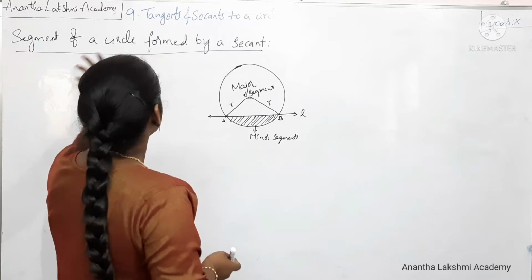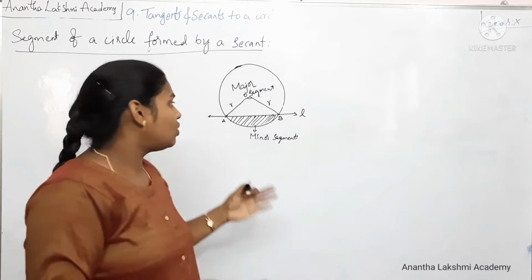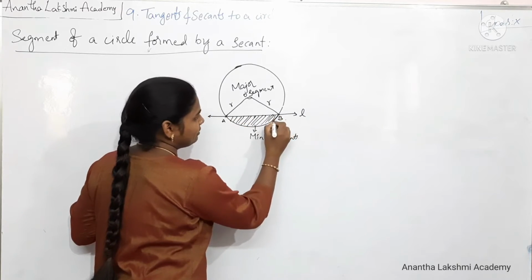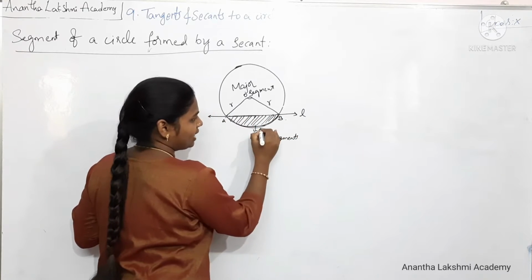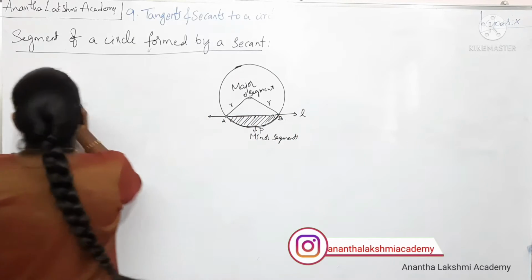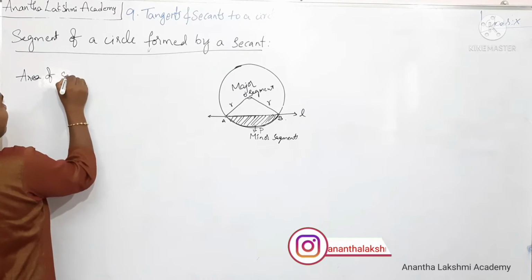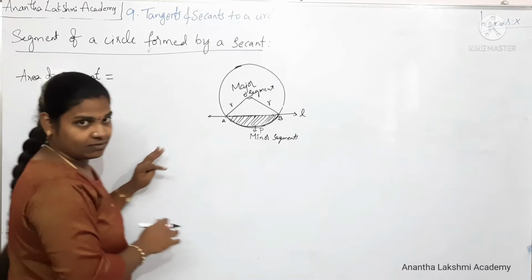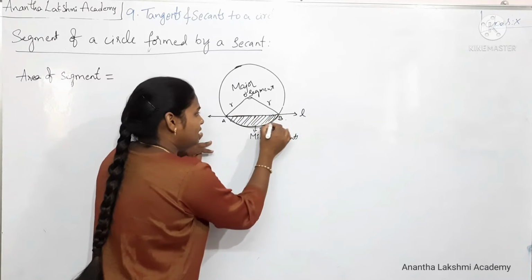Now, segment of a circle formed by a secant. In this concept, we are going to learn the area of the segment. If you look at this, the segment is nothing but this AB part, isn't it? If I consider this as P, APB is the segment. So we need to know the area of the segment. I don't know how to figure out the area of this particular shape.